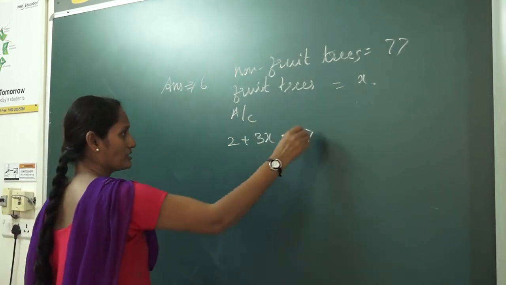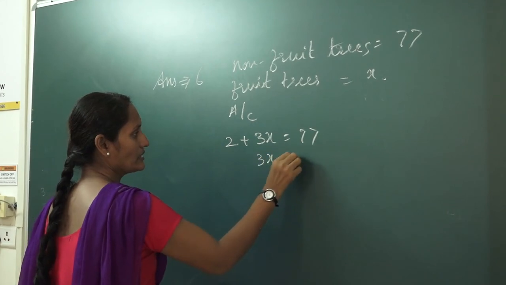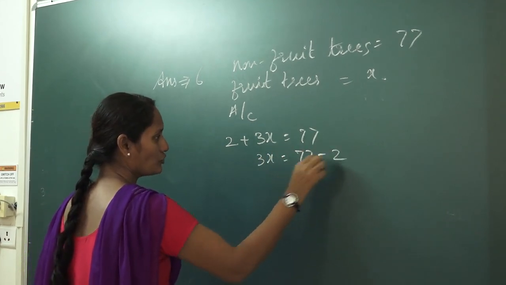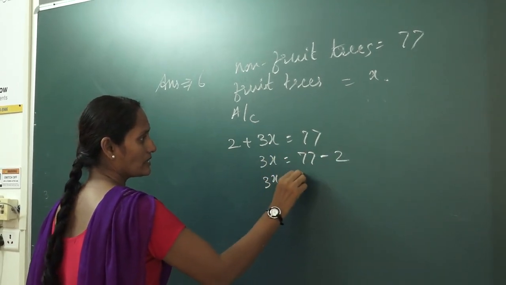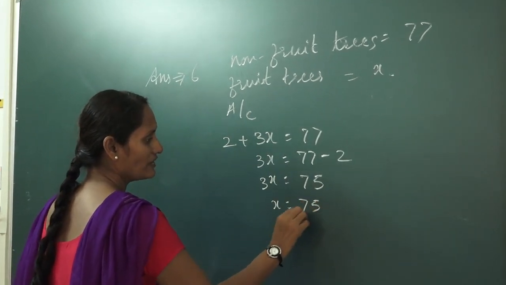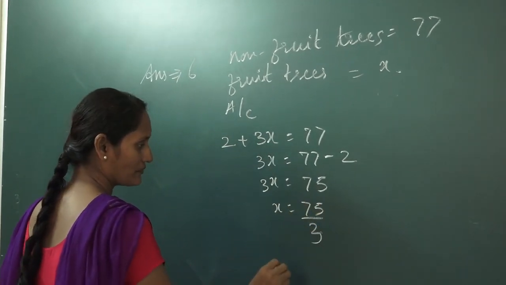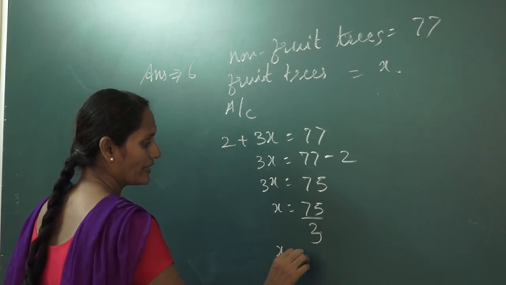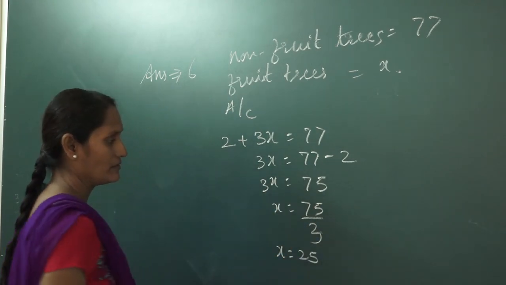Okay, so 2 will be transposed to that side. 3x equals 77 minus 2. 3x equals 75. x equals 75 divided by 3. So when you solve, you will get x equals 25.